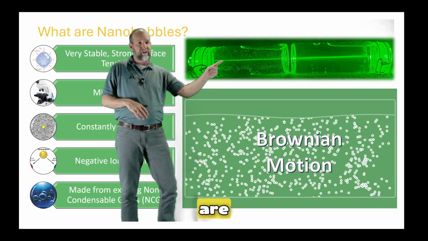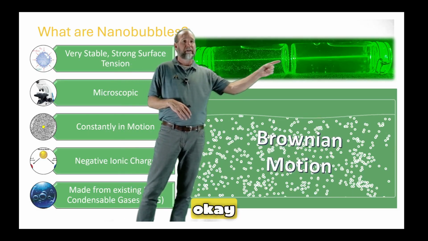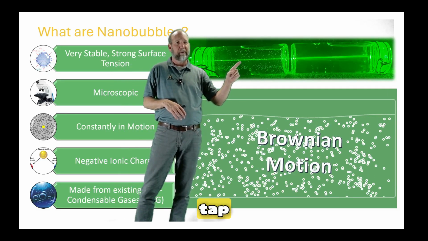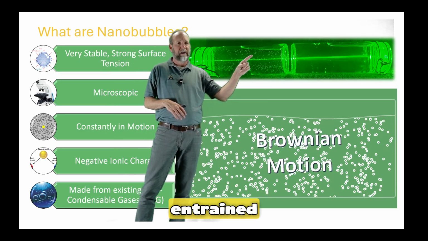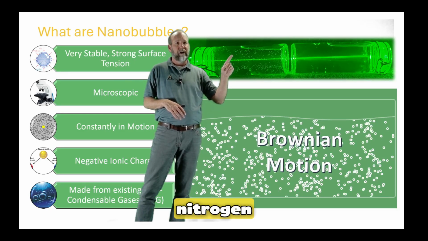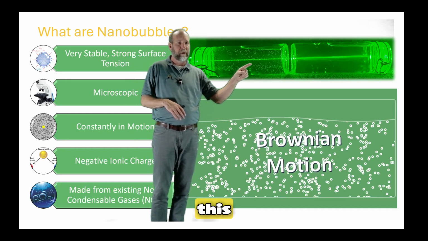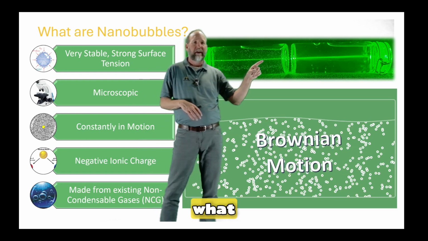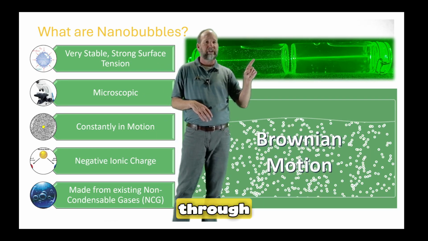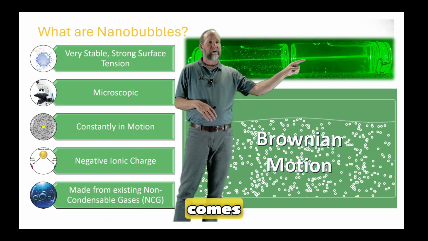What you're looking at here are two vials of the same water, okay? What you've got here is just regular tap water, which has a lot of entrained air, oxygen, nitrogen, carbon dioxide, and all those types of things, and some nanoscopic bubbles. You can see where this laser is shining through here. And then what we did was we took this water and we processed it through a nanobubble generator, and this is what comes out the other side.